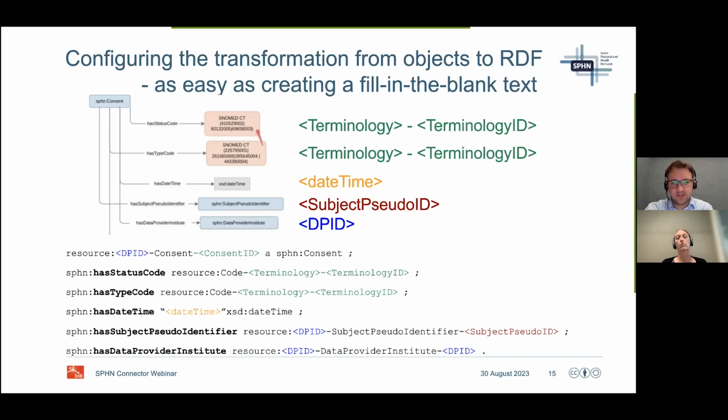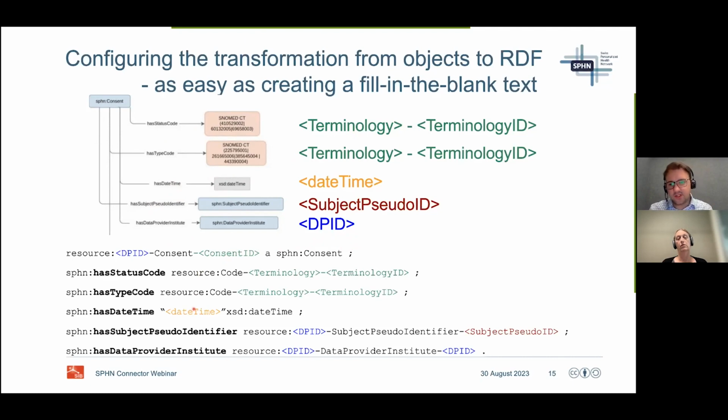So we take here the object representation, and I just highlighted some things in colors. The status code has something like a terminology ID. The date has a datetime object, the pseudo identifier has a pseudo ID, and the data provider institute has a data provider institute ID. And you can think of everything here in black on the lower part of this slide as what we generate from the ontology. So we know how it should look like, and we leave out blanks for the data to be actually filled in there.